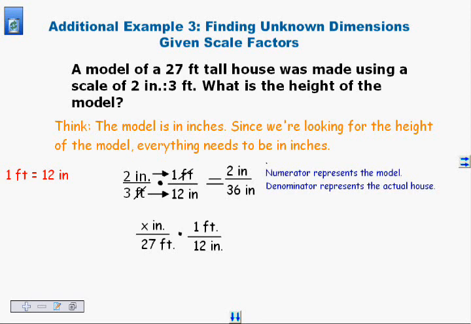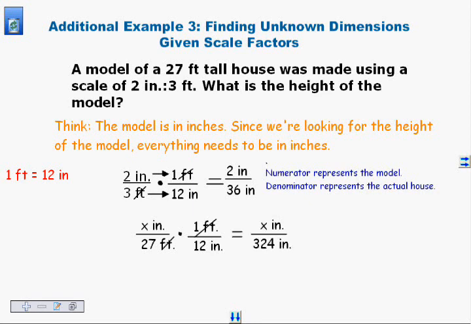So the house is 27 feet tall. I knew to put it on bottom because the denominator represents the actual house. So the 27 feet goes on bottom. We don't know how many inches that represents yet, so we multiply it by the conversion factor. I made sure that I put the feet across from the feet because that's the one I want to get rid of. So I get rid of it.